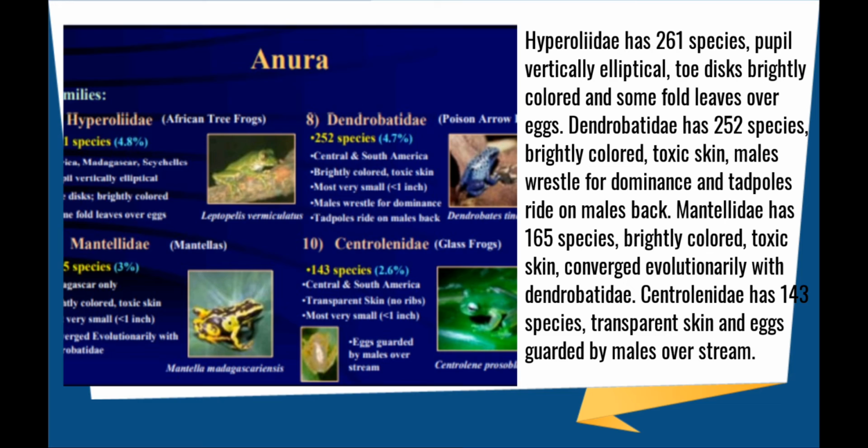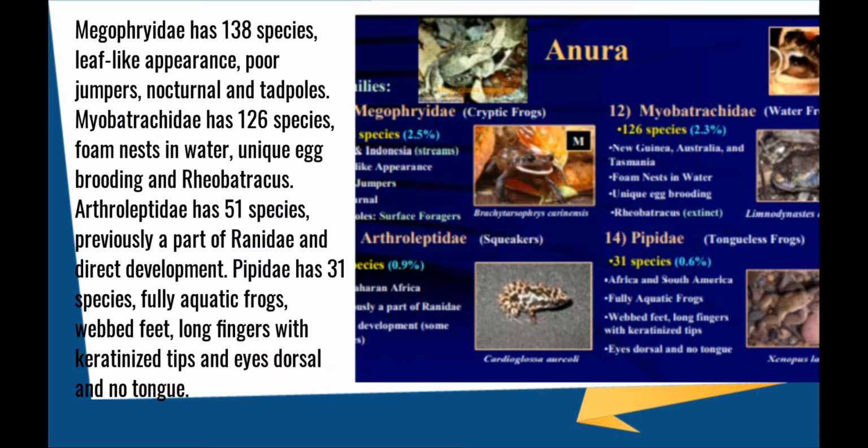The Mantellidae has 165 species, and they are also brightly colored and their skin is also toxic. They converged evolutionarily with dendrobatids. While the Centrolenidae has 143 species, their skin is transparent and their eggs are guarded by males over the stream. The Megophryidae has 138 species and they have a leaf-like appearance. They are poor jumpers and nocturnal, and tadpoles.